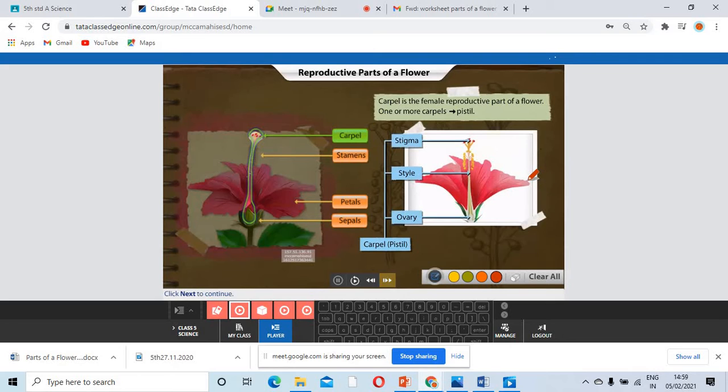Okay, in this video it is also explained. So this stigma is the sticky part on which the pollen grains will fall, and then the pollen grains will go through this tubular structure and reach the ovary. The ovary is the part where the male and the female cells fuse and become the zygote, and that part alone will become a fruit, okay, and the ovules will become the seeds.